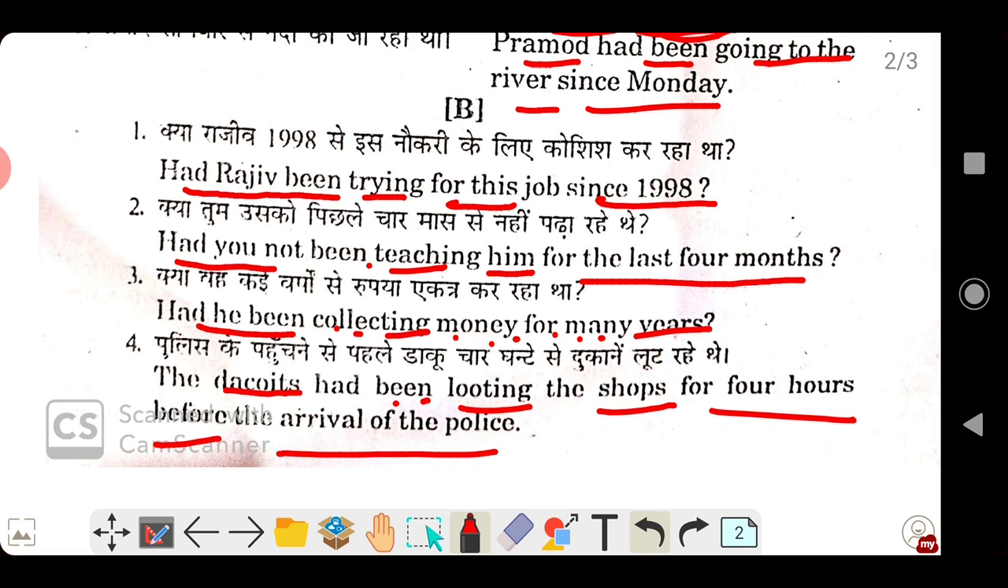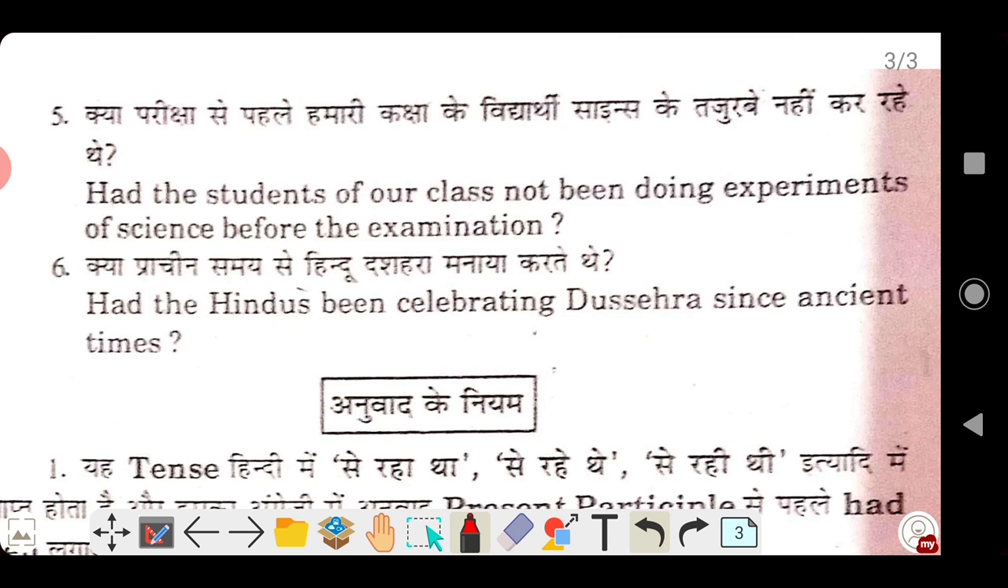Okay, so these sentences are really interrogative sentences. Basically, I would say the next sentence is a very long sentence. Had the students of our class not been doing experiments since before the examination?